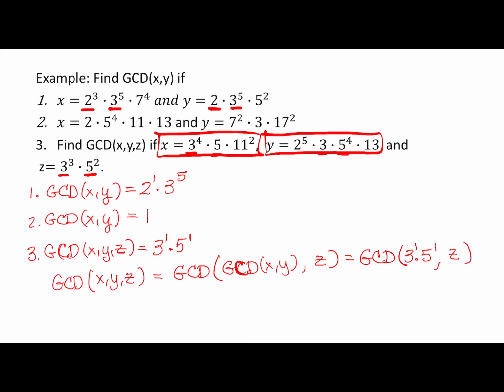And now I want to take the GCD of that with z. And if we look at z, z also has 3 and 5 as factors. And so the lowest power of 3 appearing between 3 times 5 and z is 3 to the first, and the lowest power of 5 appearing between the two is 5 to the first. In either case, I get a GCD of 15.